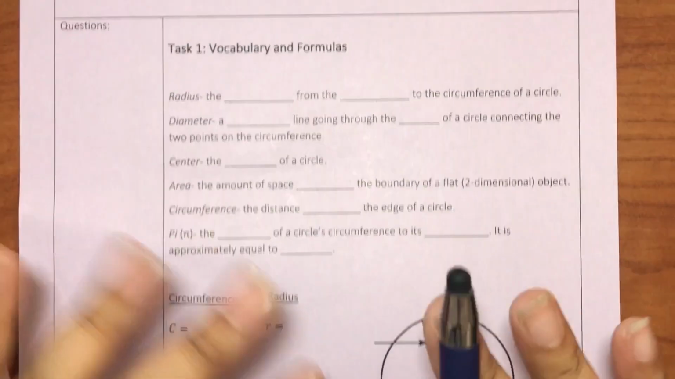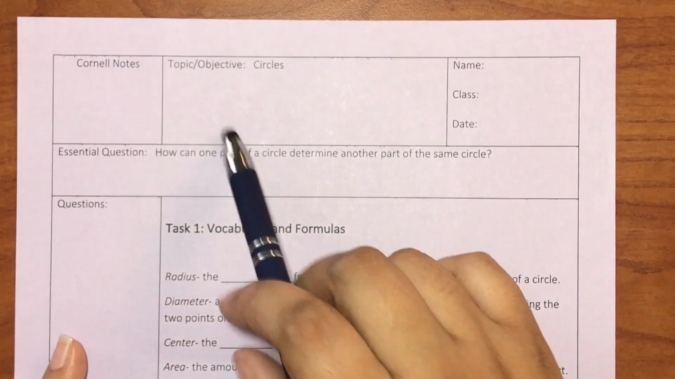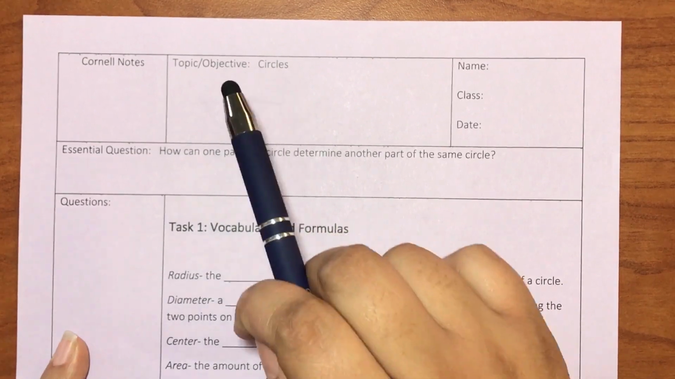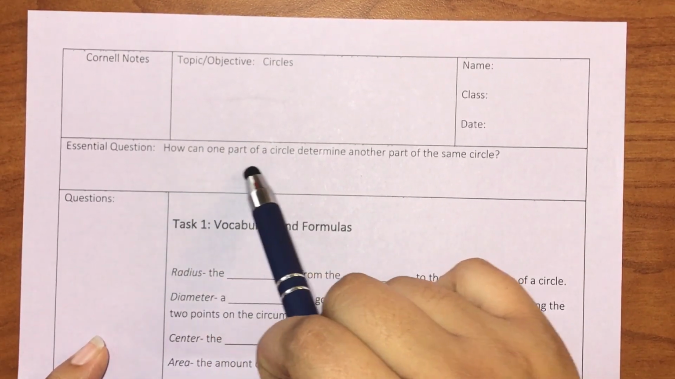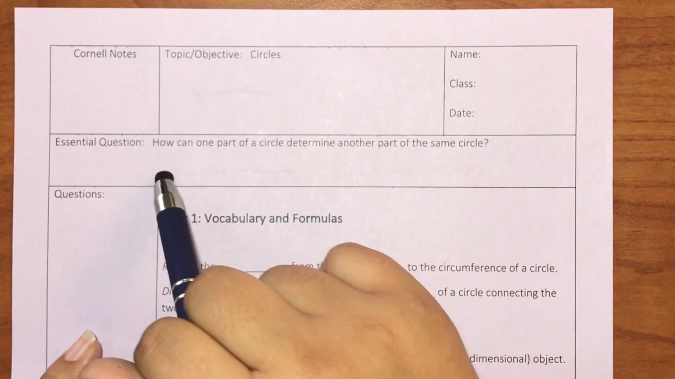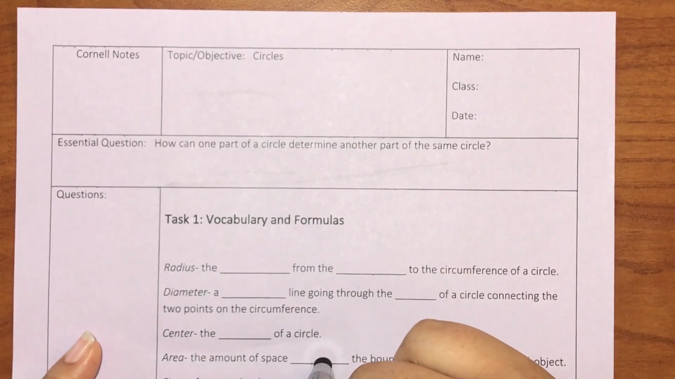Thank you, technology. So what you should have in front of you is this paper here. We are looking at our topic being circles. Essential question: how can one part of a circle determine another part of the same circle? And you should be able to answer that question by the end of this lesson.